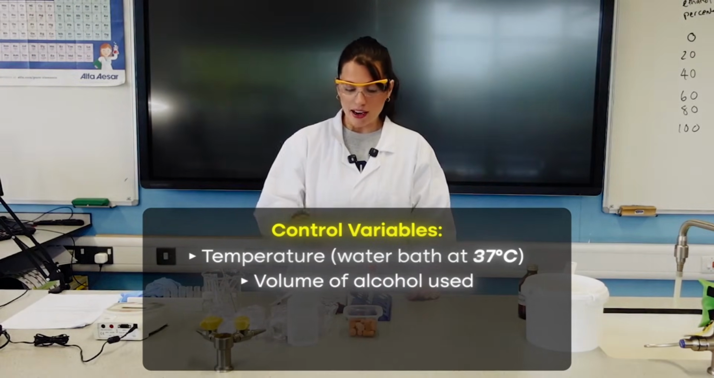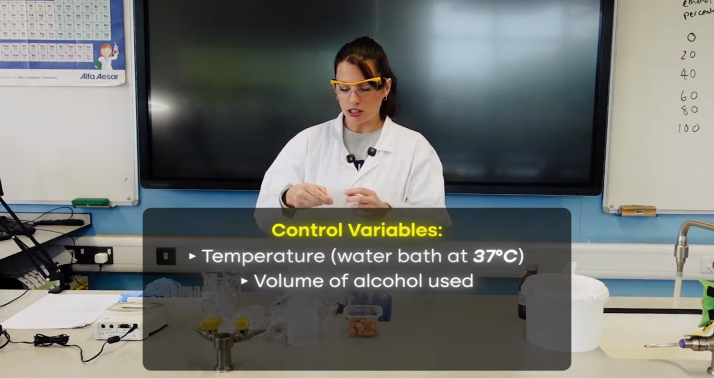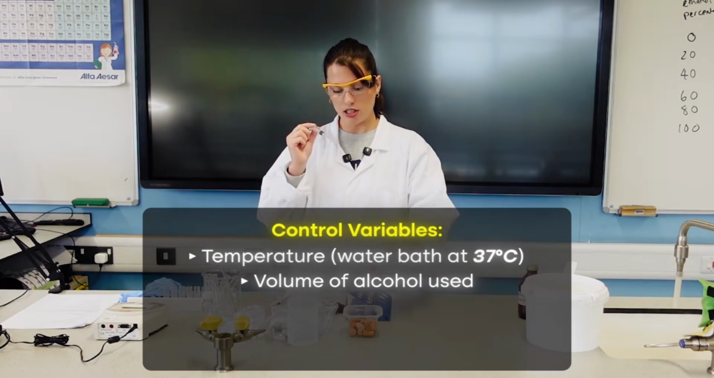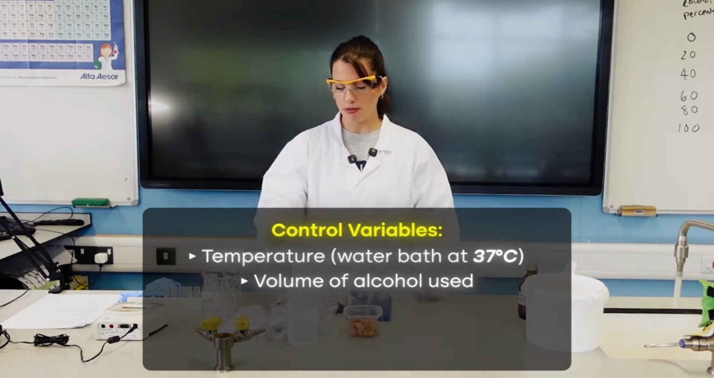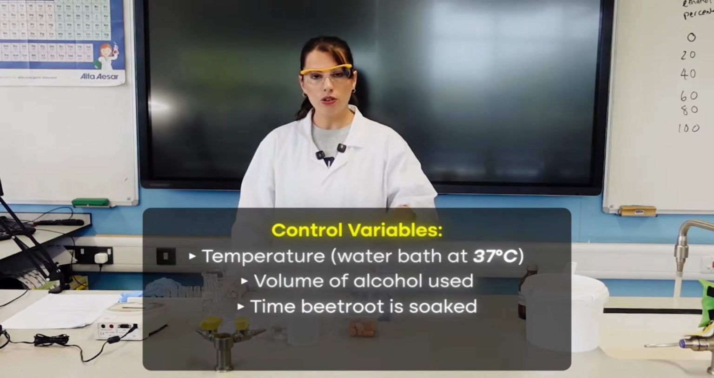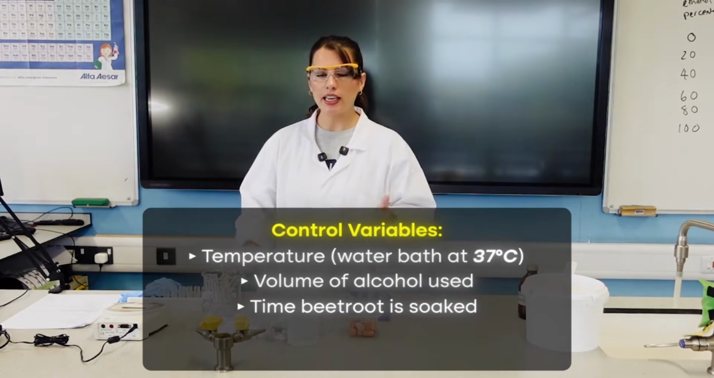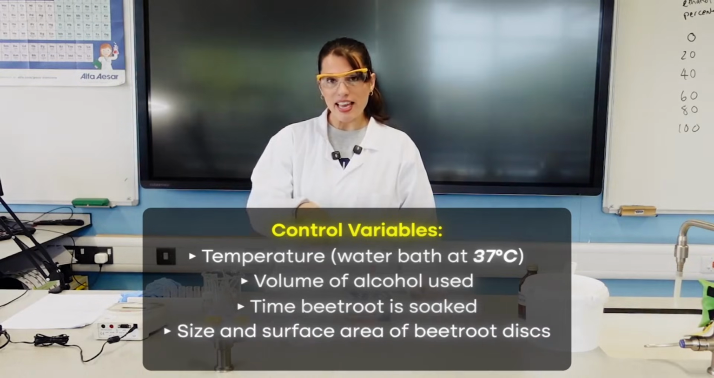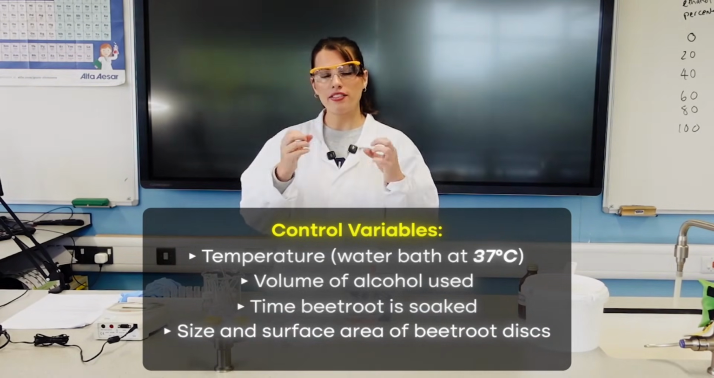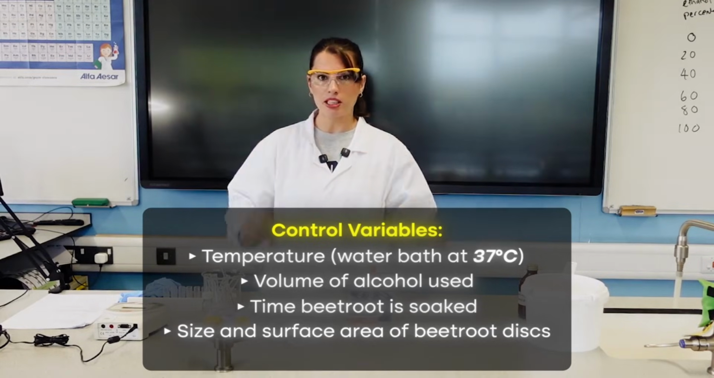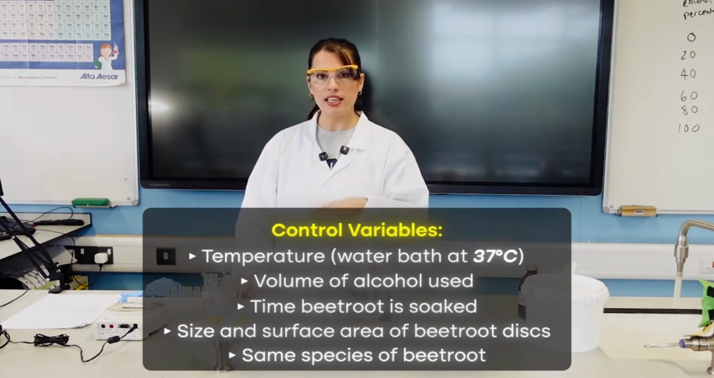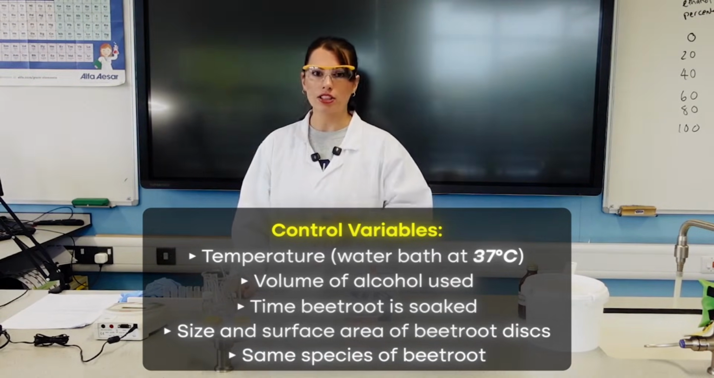The volume of alcohol that you actually use. So I'm going to be adding 5 milliliters to every single test tube. The time that the beetroot is left for, so students will actually also need a stop clock in their equipment as well. The size and the surface area of those beetroot discs, because if you've got a larger surface area, then you might have more diffusion of the pigment coming out. And the same species and the same actual beetroot as well, because that could have an impact.